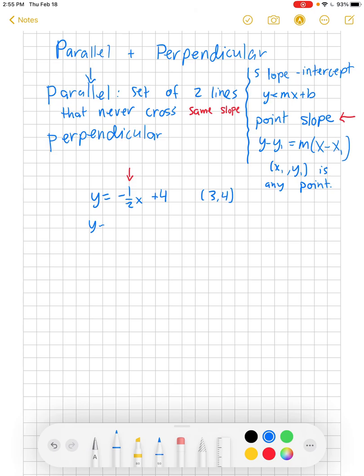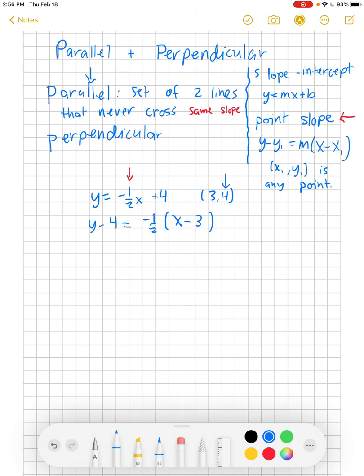y minus a blank is equal to -1/2, our slope, times (x minus a blank). We then fill in the blanks. In this case, our y value is 4, and our x value is 3.